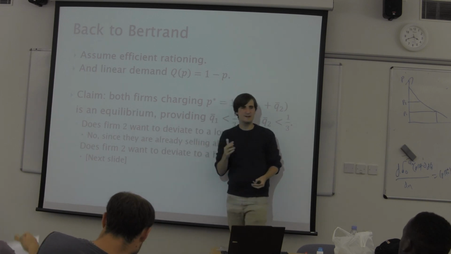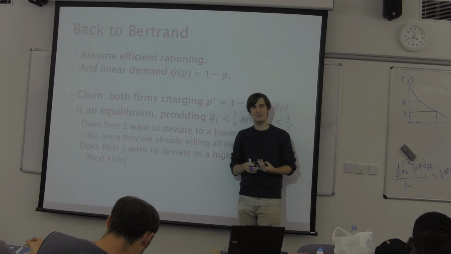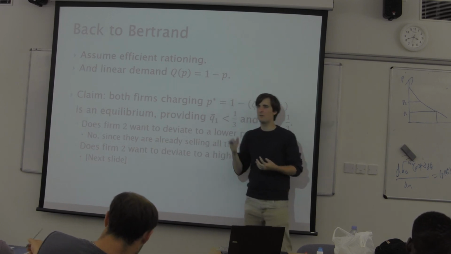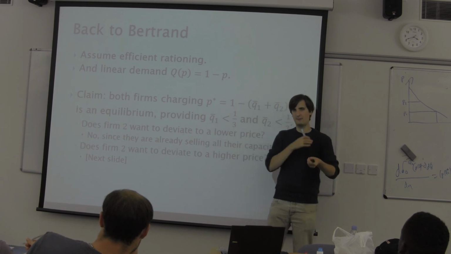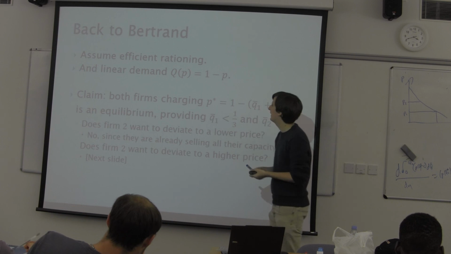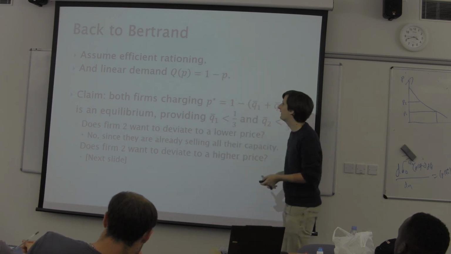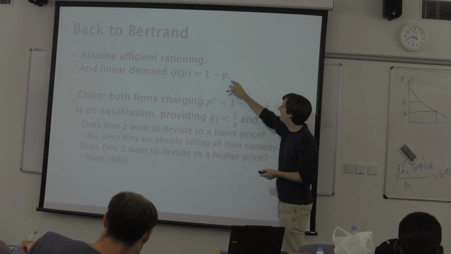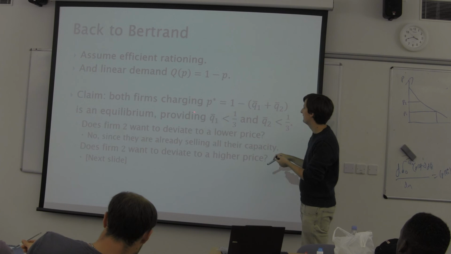What type of rationing you use is going to make a difference to how this Bertrand competition is going to work. Remember, we're imagining the case in which firm 1 was setting a price such that the demand at that price was above their supply. So let's just assume efficient rationing for now, and we're going to assume linear demand as well, 1 minus P, as easy as it can be.